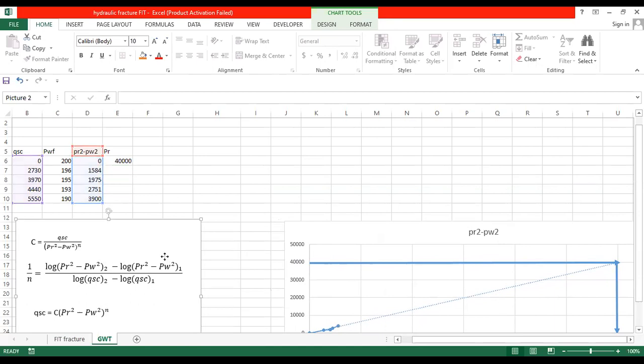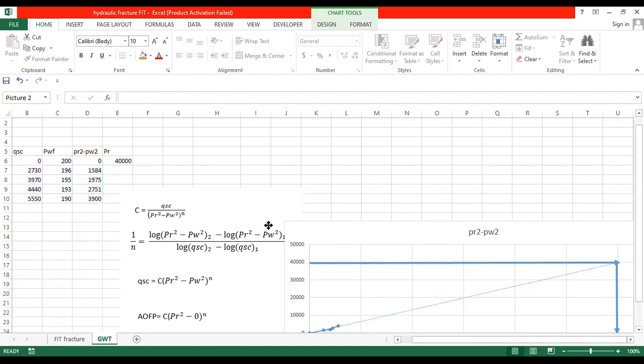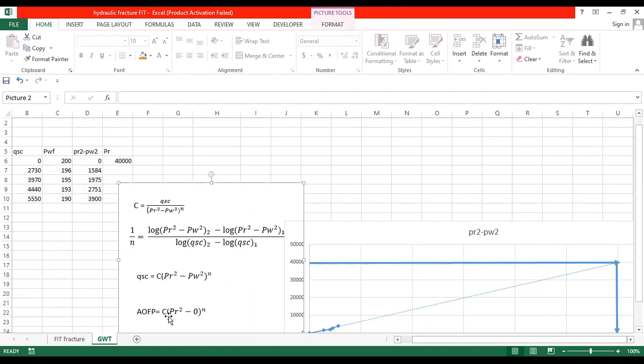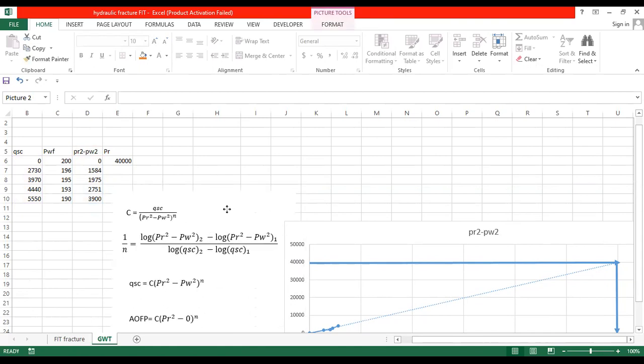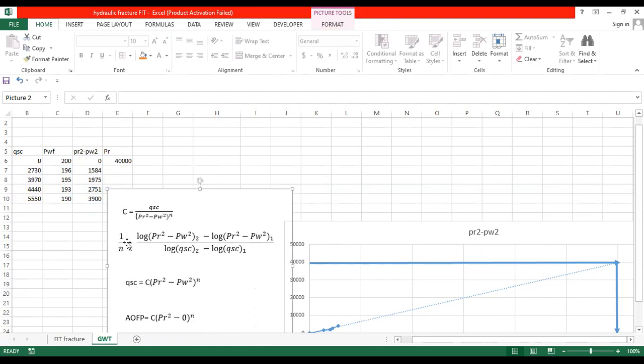And I'm going to do it theoretically; we need a few values. First of all, for getting AOFP, you need C, n, and PR square. So for that, first of all, let us estimate 1 by n. So 1 by n is log of PR square minus PW square, at any point, probably this 2 and 1. We can take log of PR square minus PW square, the second point minus the first point, by log of QSC, second point minus first point. Here log A minus log B can be taken as log A by B. So that is what I'm going to do.